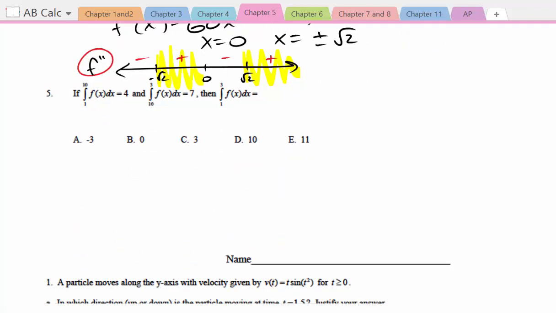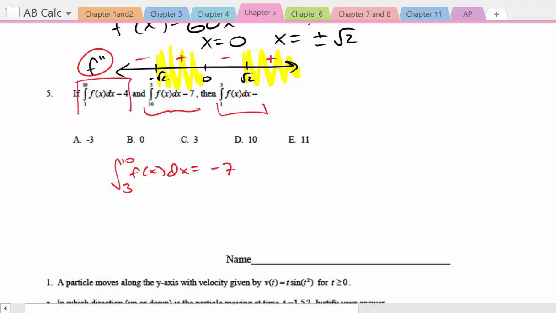Lastly, if the integral of f of x dx from 1 to 10 equals 4, and the integral, well, this one already I notice is backwards, so I'm going to rewrite it. The integral from 3 to 10 of f of x dx equals negative 7. Then what is the integral of f of x dx from 1 to 3? Since that's already straight from 1 to 3, I'm not going to touch it. So I know the whole area from 1 to 10 is 4. But I know that a part of that graph from 3 to 10 is negative 7.